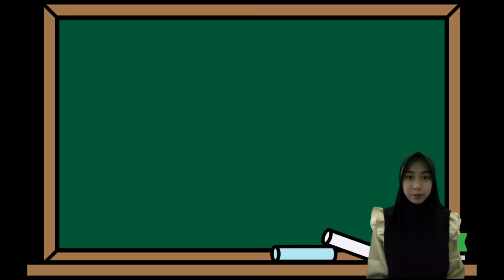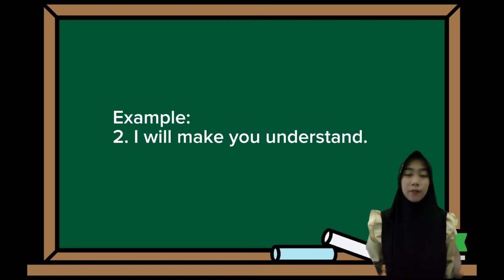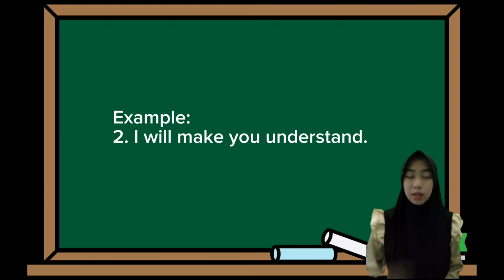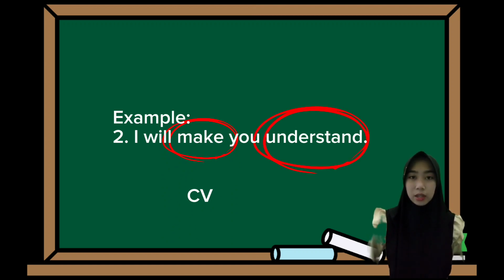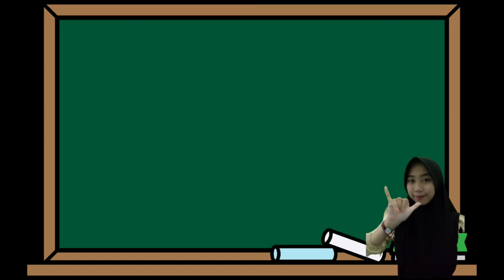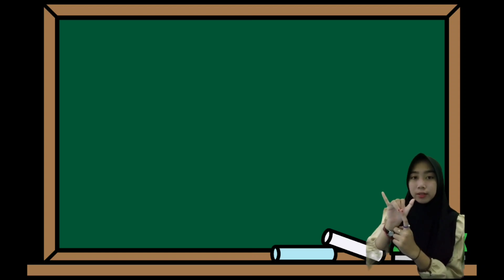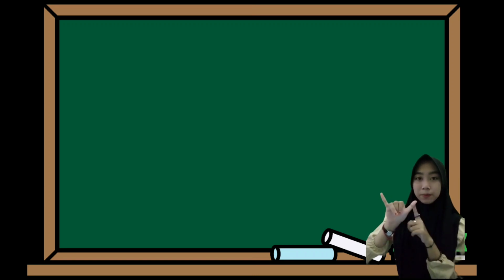Do you remember the second example that I gave you previously? There is I will make you understand. This is an example of causative verbs. We can see that there are two verbs in this sentence, make and understand. And make is the causative verb, while understand is the objective complement. We can see the objective complement uses verb 1 because the causative verb is make. Do you remember? To infinitive, verb 1, to infinitive and verb 1. Get, have, make, let, and help.